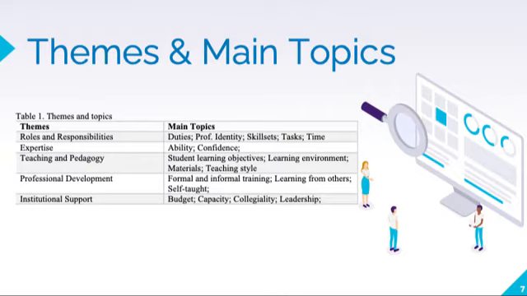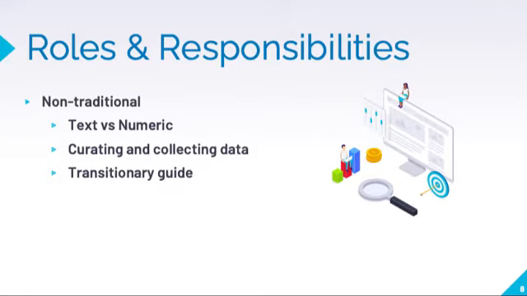This slide shows the main topics underlying each theme. In addition to what was previously mentioned about text versus numeric format, the roles and responsibilities theme augmented the list of skill sets published in the library science literature through discussions of the significance of the librarian's role in licensing when it comes to data set acquisitions.